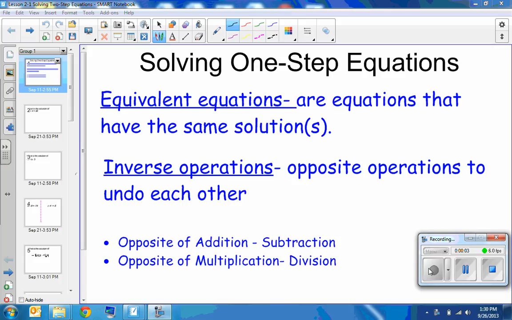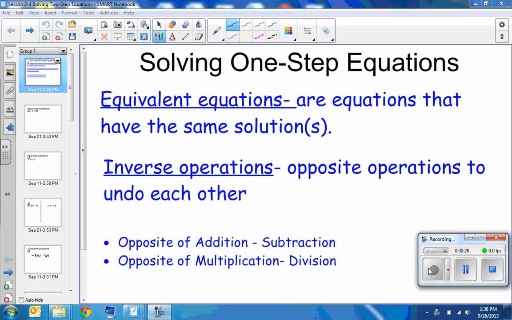Hey everyone, so today we're going to look at solving two-step equations. But before we do that, I just wanted to review solving one-step equations. So equivalent equations are equations that have the same solution. When we're solving one-step equations or two-step equations, we're going to use inverse operations, opposite operations, to undo each other.